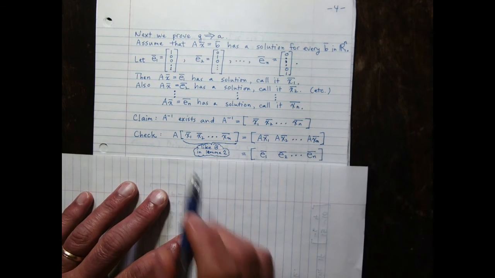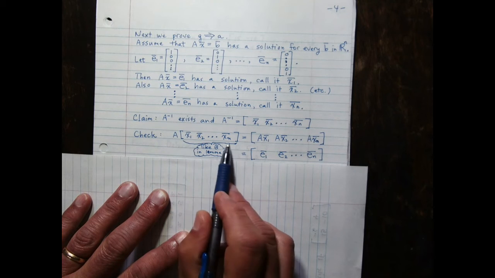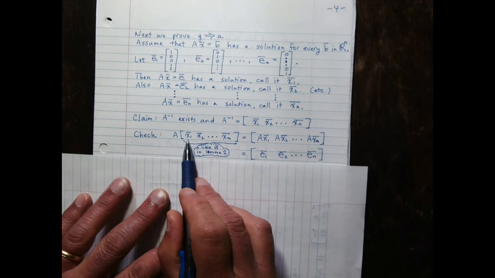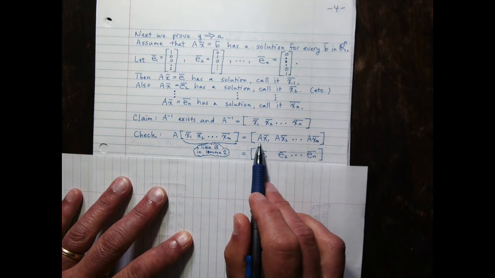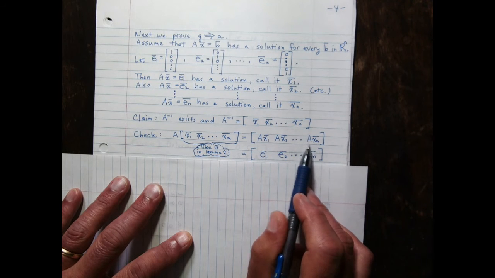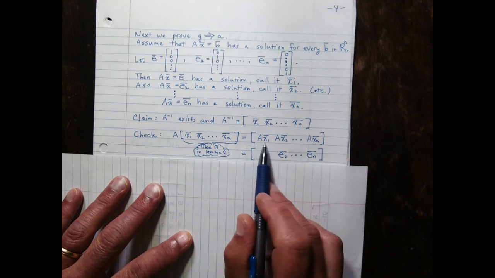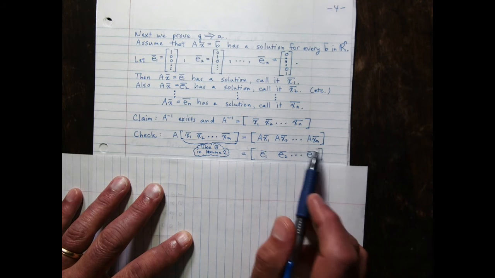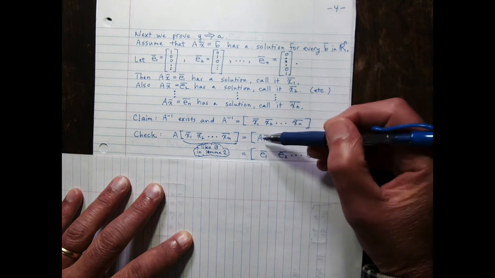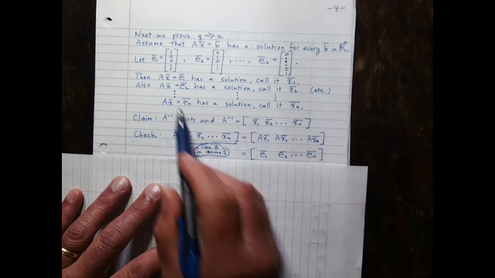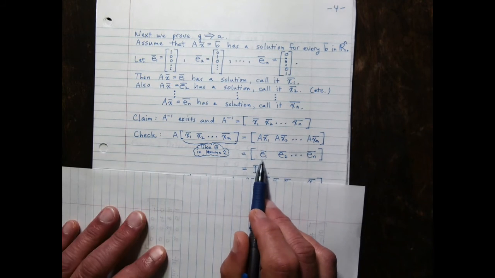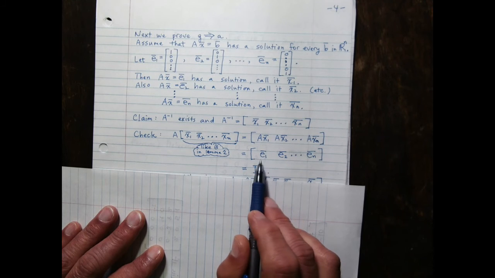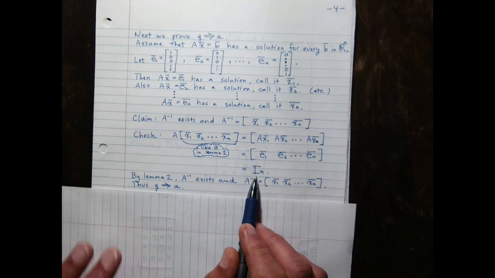Now why would that be true? Well, if we take A times this matrix that has columns X1 through Xn, we get a new matrix whose columns are going to be AX1, AX2 through AXn, because that's just one of the properties of matrix multiplication. That's the way the product would look. And because of where X1 through Xn came from, AX1 is E1, AX2 is E2. They're solutions to those equations. So I end up with the product being a matrix with columns E1 through En. That's just the identity matrix.